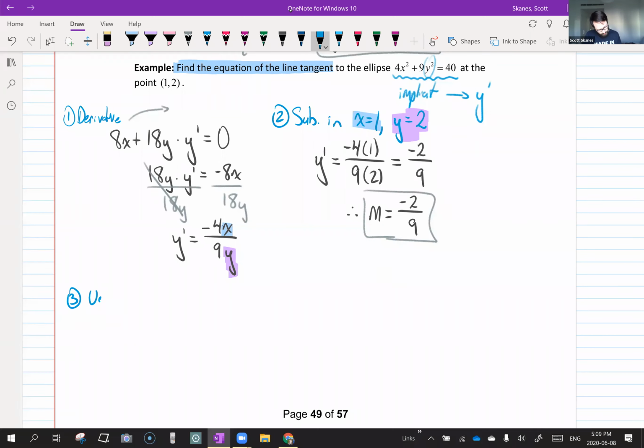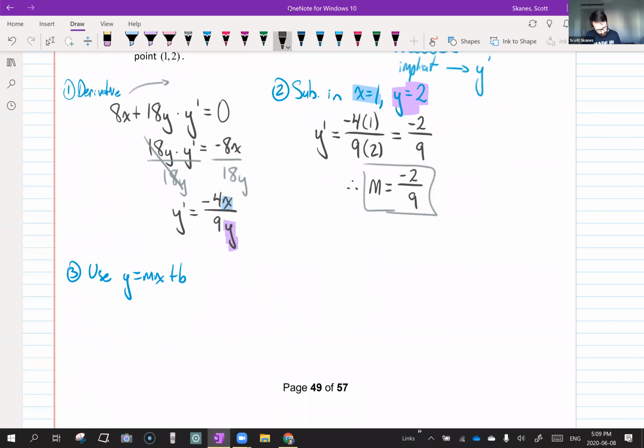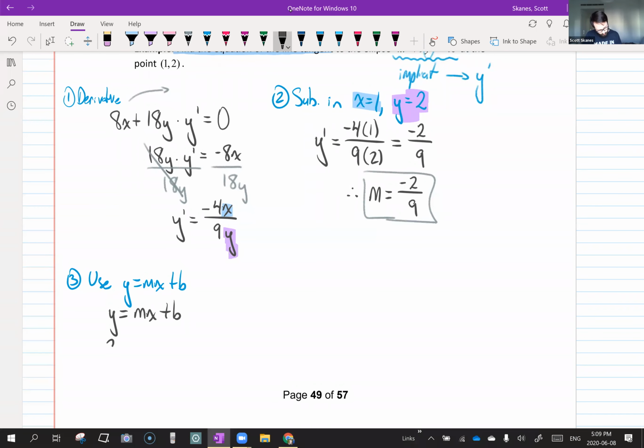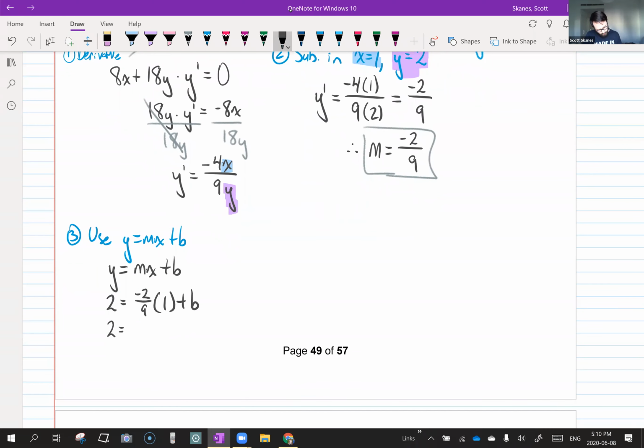Third step, I'm just going to write it as y equals mx plus b. Same as before. What's my y value? My y value is 2. What's my m? My m is -2 over 9. My x is 1, and my b is not known. If you work that out, you just get this.